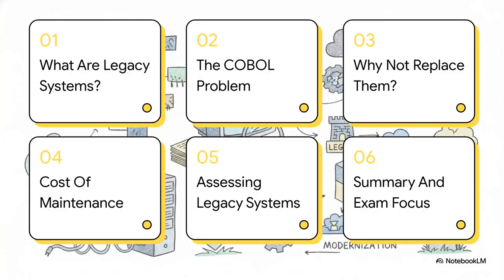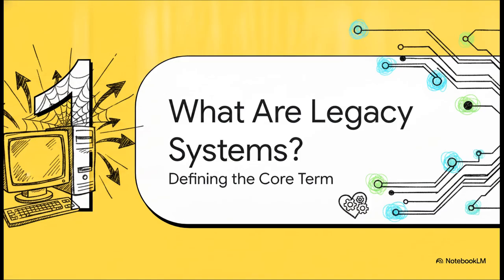Just a quick look at what we'll be covering today. We've got 6 main parts. First, what actually are legacy systems? Then, the famous COBOL problem. We'll look at why we don't just replace them, followed by the high cost of maintenance. After that, we'll cover how to assess and manage these systems, and finally, a summary with some core exam focus points. Right, Section 1. What are legacy systems?